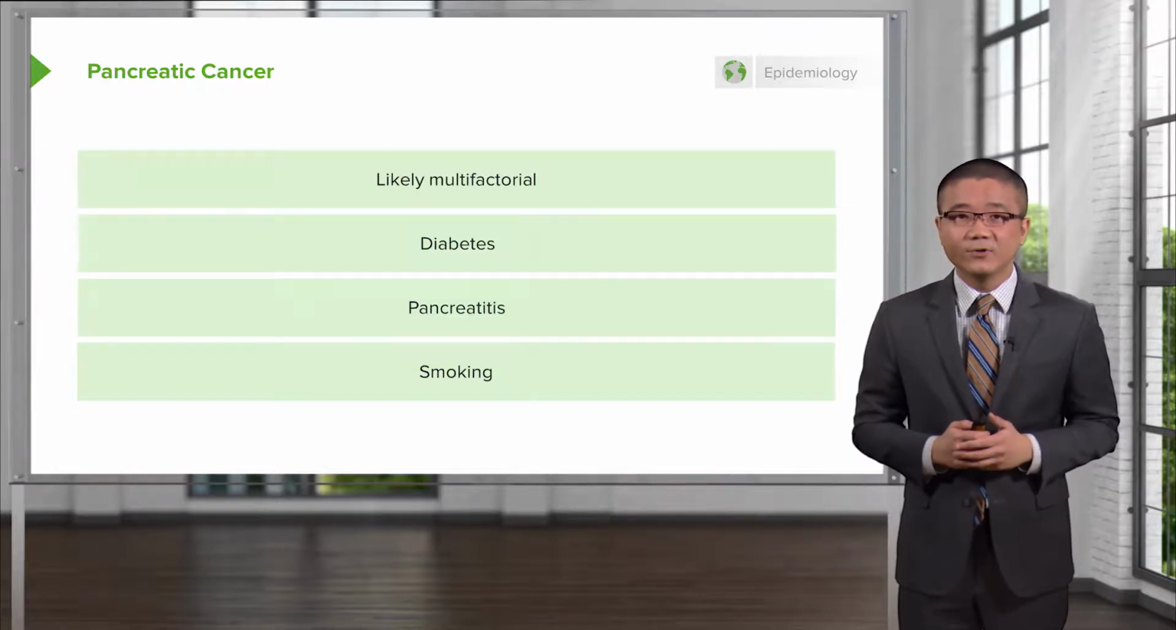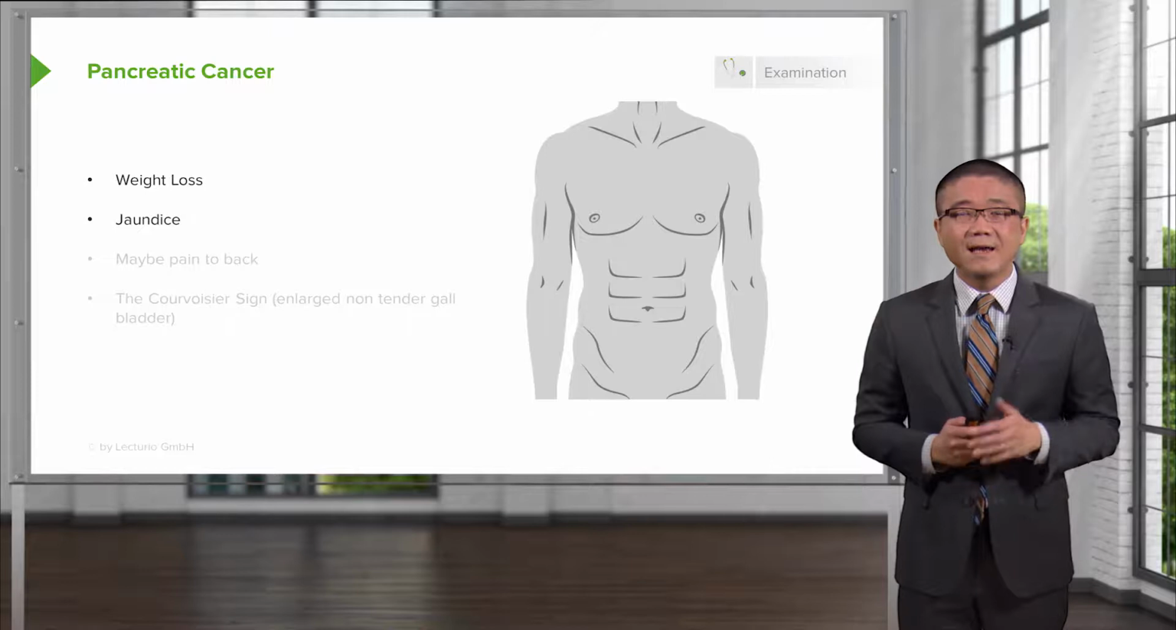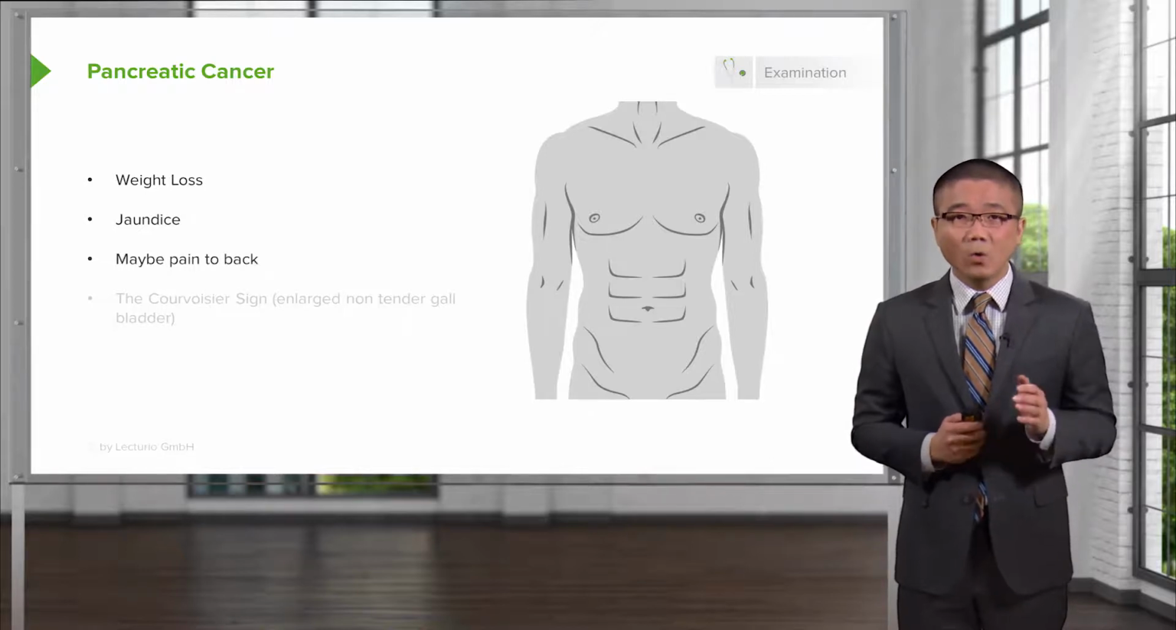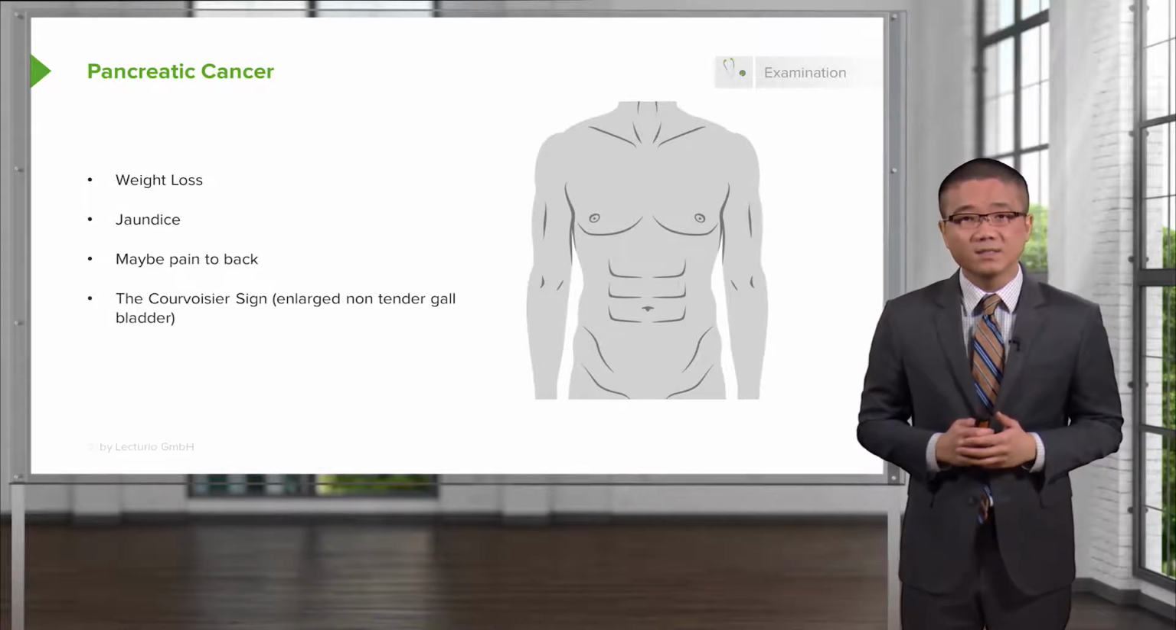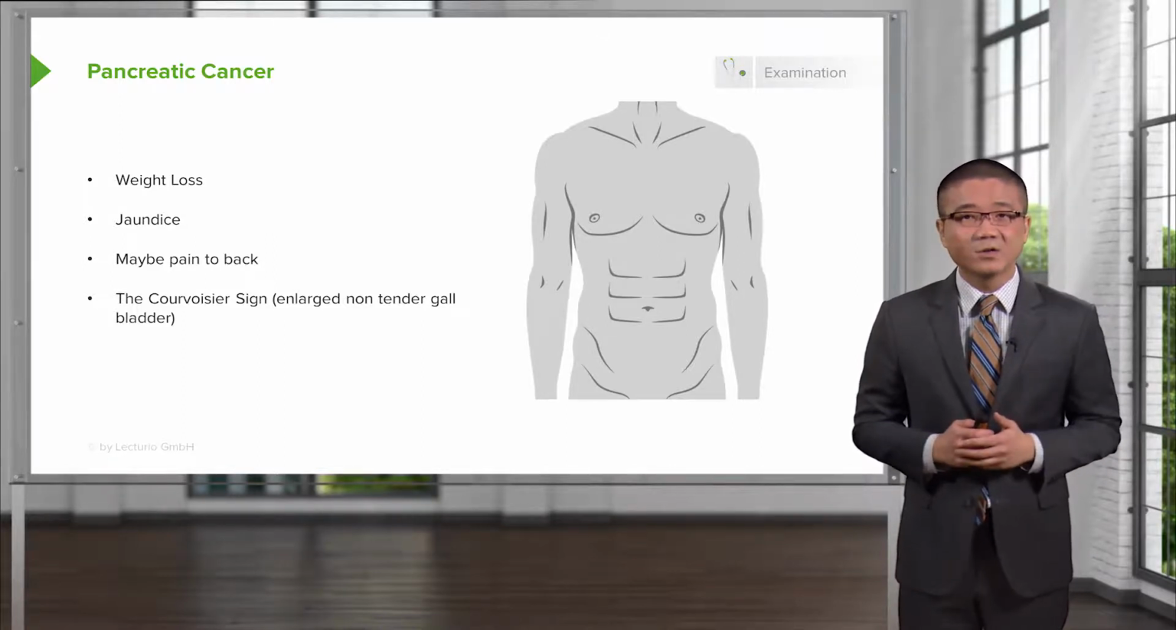As we previously alluded, weight loss, jaundice, and maybe pain to the back, or a distended gallbladder when the common bile duct or the head of the pancreas is obstructed, that sign is called the Courvoisier sign.